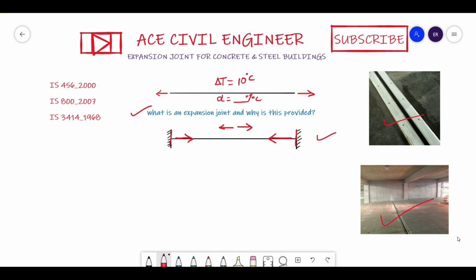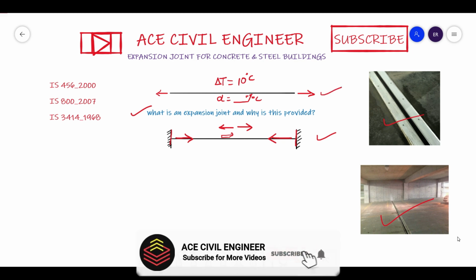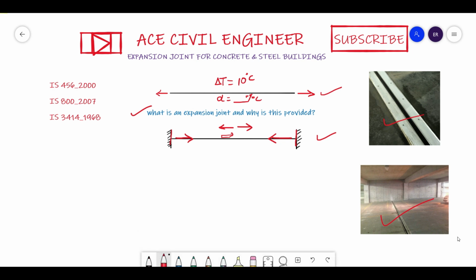If this thermal stress is generated in a particular beam, and the beam is weaker in compression or has already reached the maximum compressive stress due to bending, then it will try to fail at the compression point. If instead you allow it to expand freely, you will not see any trouble, and it can happily take the load you have applied. So this is the reason why we provide the expansion joint.